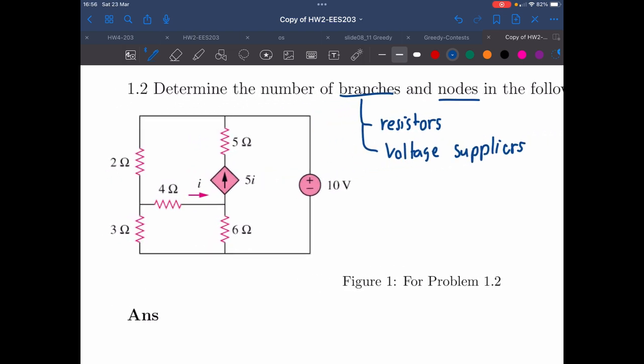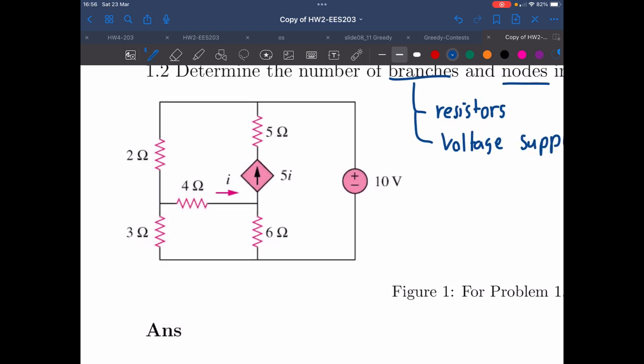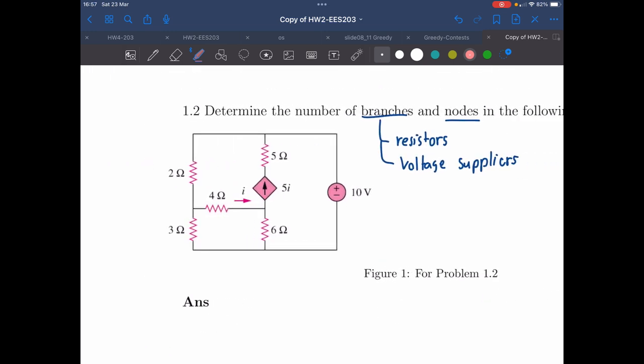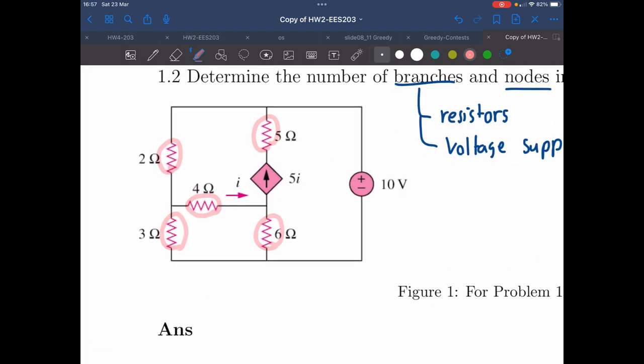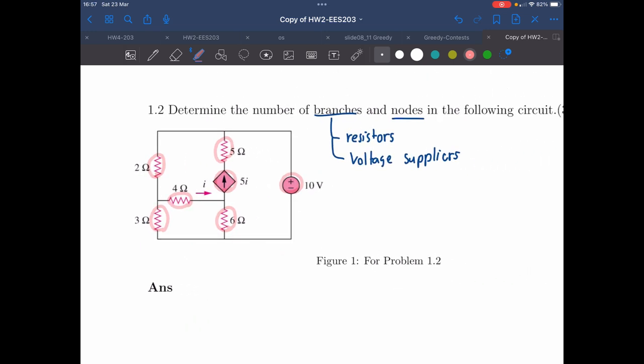Now let's look at the question in the following circuit. Now I'm going to highlight the parts that are the branches. So the branch is this resistor 1, 2 here. Also, don't forget the dependent sources as well. Now we can see that there are a total of 1, 2, 3, 4, 5, 6, 7 branches in this circuit.